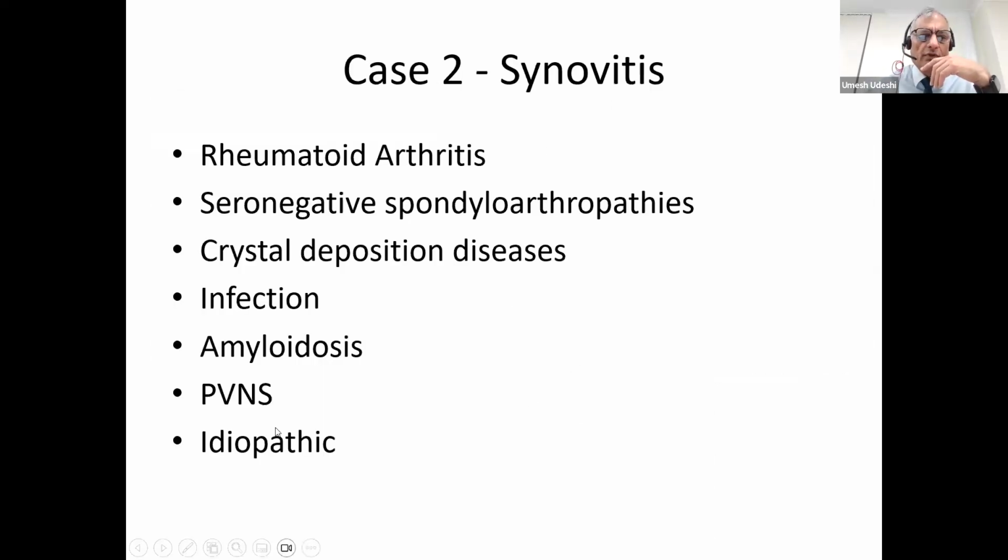And what are the causes of synovitis? Well, it could be any one of these: rheumatoid arthritis, other seronegative spondyloarthropathies, crystal deposition, infection, amyloidosis, pigmented villonodular synovitis, or it could be idiopathic, i.e., we don't know why.